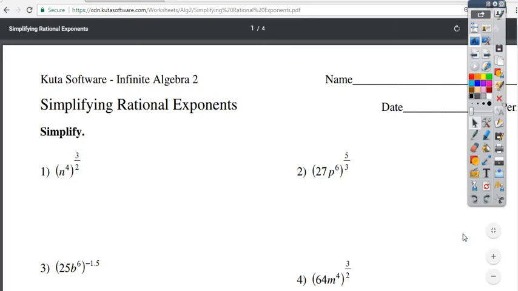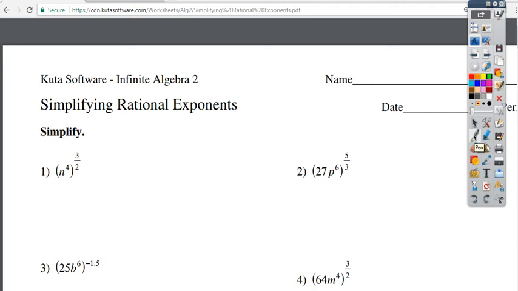Okay, so in problem number 1, when simplifying these rational exponents, all we're going to do is multiply the exponents, right? Because the rule is if I have an exponent outside parentheses, I'm going to multiply that exponent onto each exponent inside parentheses. So the only exponent inside parentheses is a 4. So basically 4 times 3 over 2 equals 12 over 2. And 12 over 2 is what? 6. So this is really n to the 6th, and I'm done.